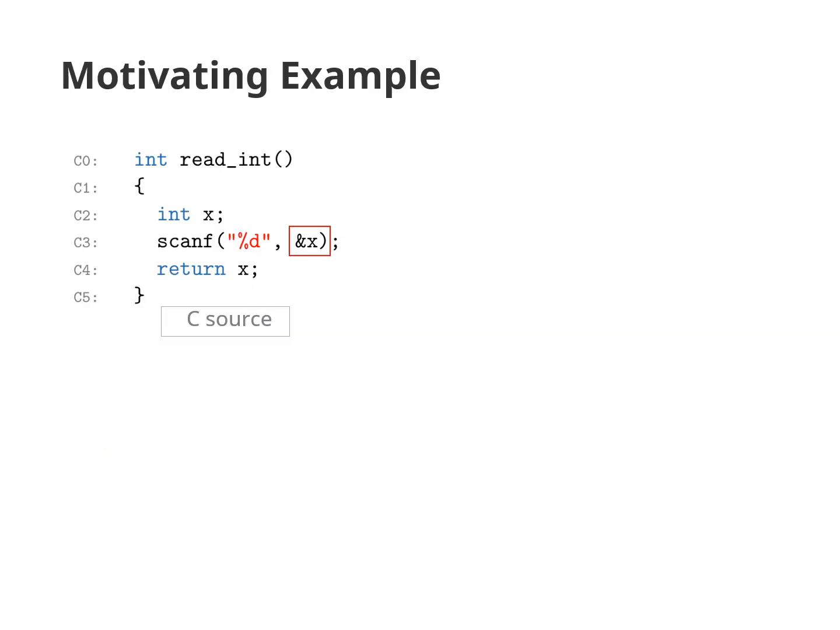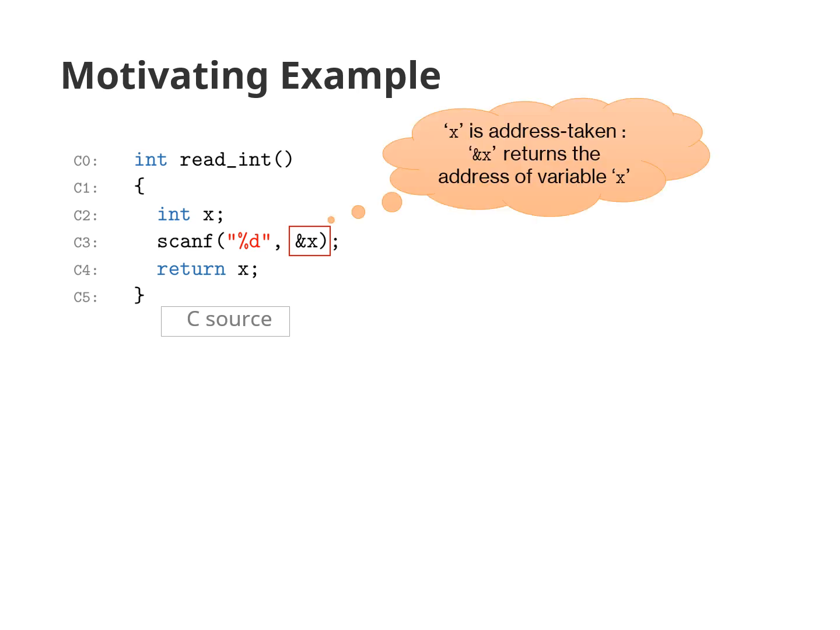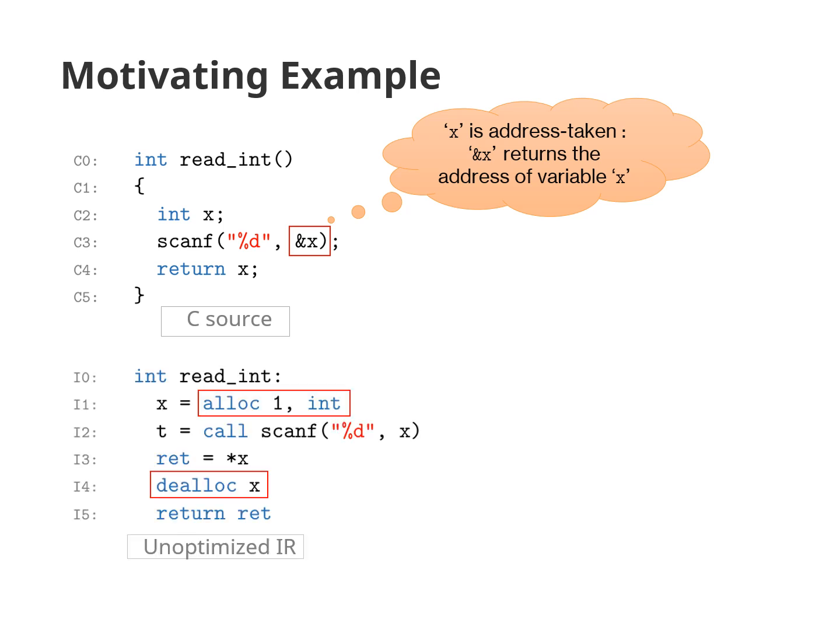We motivate the problem through an example. Consider this readint procedure. It defines an address-taken local x, whose address is taken through the address-of operator &x as the second argument to the variadic function scanf. The unoptimized IR for readint makes the allocation and deallocation of x explicit through the alloc and dealloc instructions.